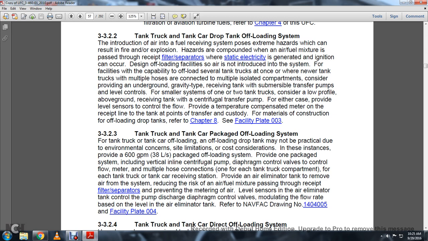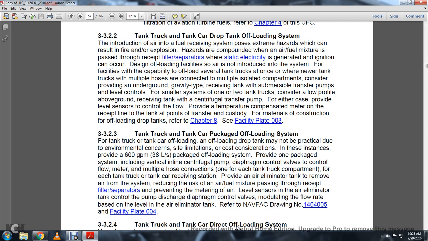Whenever the tank trucks have multiple hoses connected to multiple isolated compartments, consider providing an underground gravity receiving tank and submersible transfer pumps. The level controls for the smaller systems, one or two tank trucks, control a low profile aboveground receiving tank and a centrifugal transfer pump for either case provided.